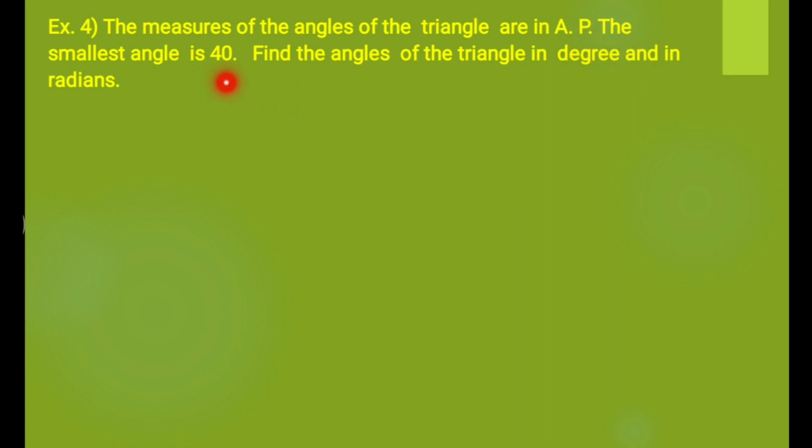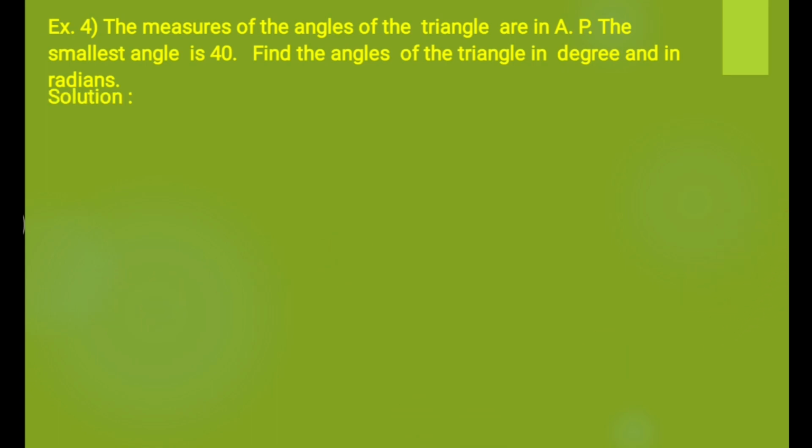The smallest angle is 40 degree. Find the angles of the triangle in degree and in radians. So first we have to find the two remaining angles of the triangle whose angles are in arithmetic progression, and then we have to find the degree and radian form. That means we have to convert degree to radian form.